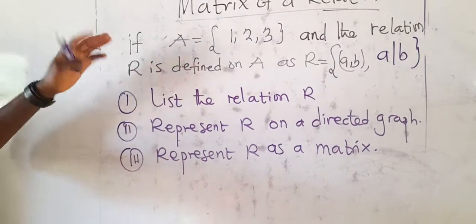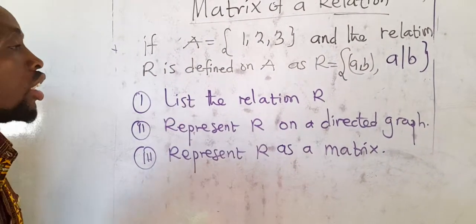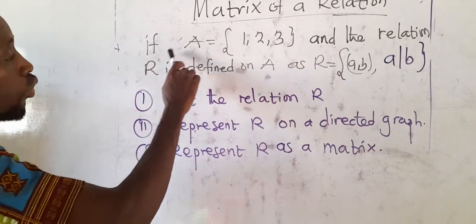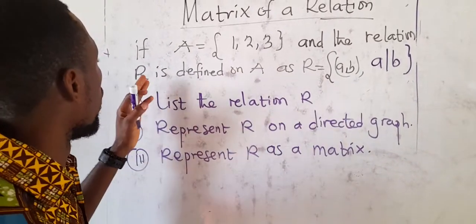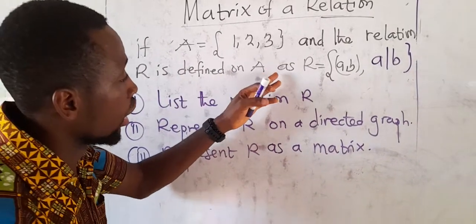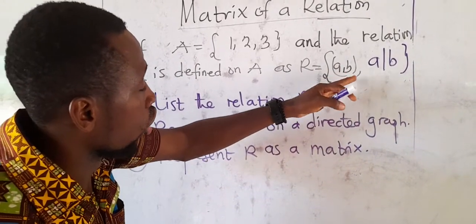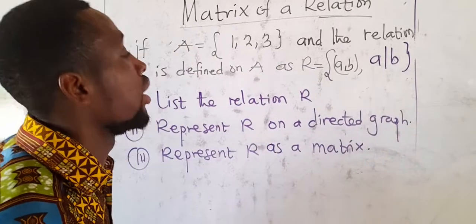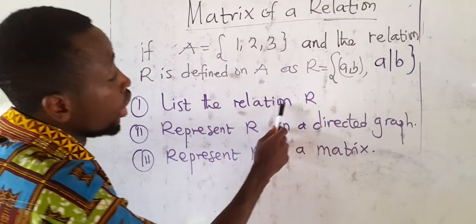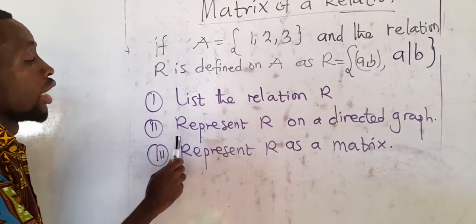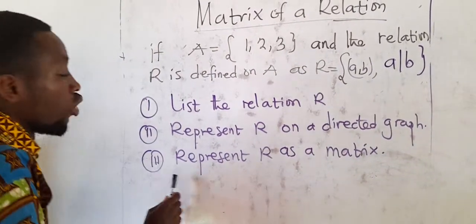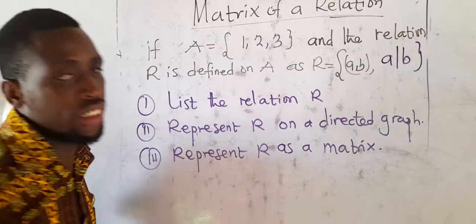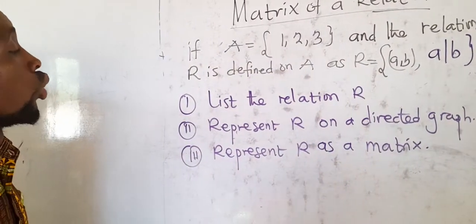Okay, so we have another question, one more question on this, and we take it from there. They say if a set A is {1, 2, 3}, and the relation R is defined on A as R is the ordered pair (a, b), where a divides b. Now list the relation R. That's the first one. Then the second one, represent R on a directed graph. Then the third one, represent R as a matrix. So what do we do?